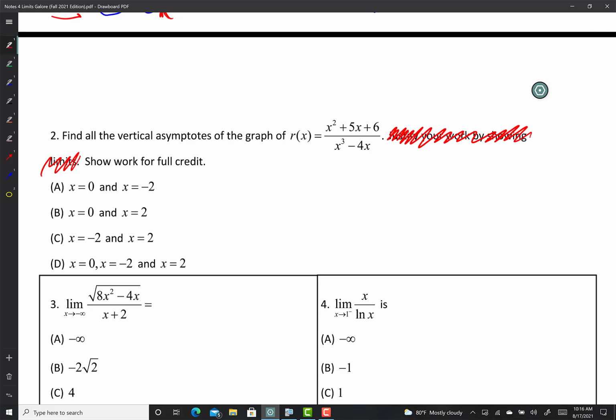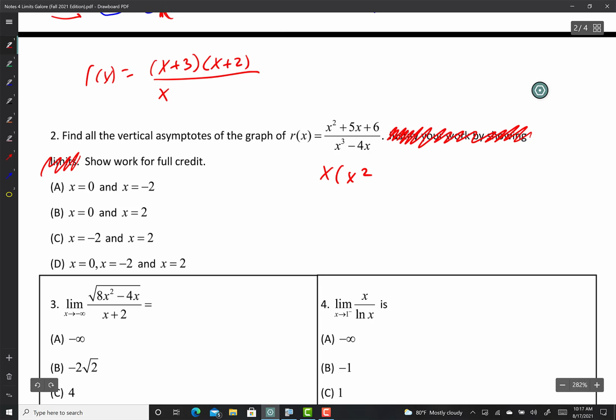You guys ready? All right, so I want to figure out all vertical asymptotes. What do I got to do? Yeah, factor it out. In the numerator, what two numbers multiply to give you 6 but add up to 5? So x plus 3, x plus 2. In the denominator, I'm going to factor out an x, and I'm going to notice that I'm going to have a difference of squares. So x squared minus 4 is the same thing as?